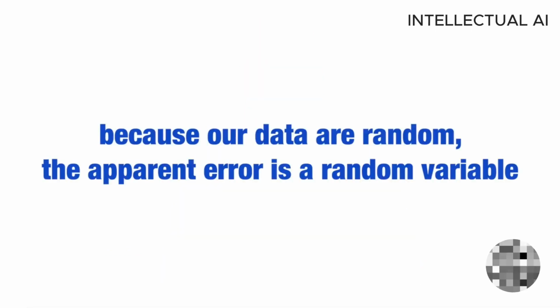Now, there are two important characteristics of the apparent error we should always keep in mind. First, because our data are random, the apparent error is a random variable. For example, the dataset we have may be a random sample from a larger population. An algorithm may have a lower apparent error than another algorithm due just to luck.